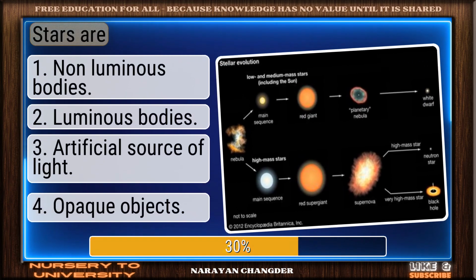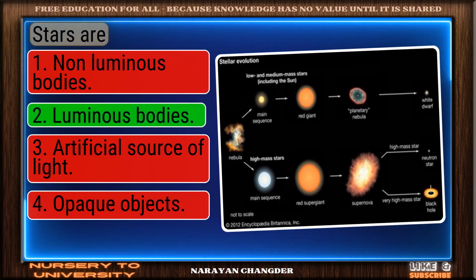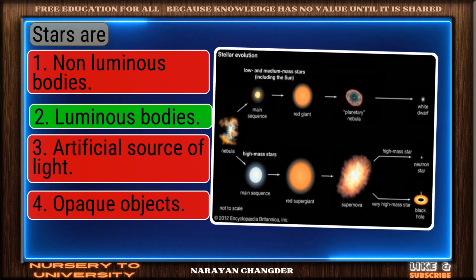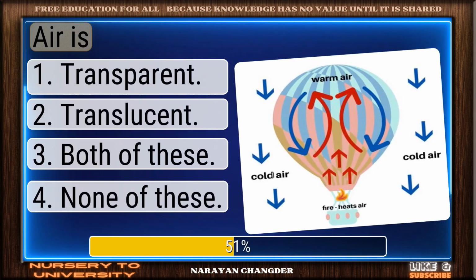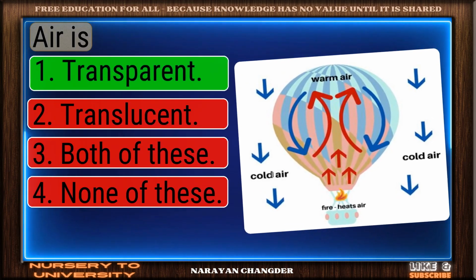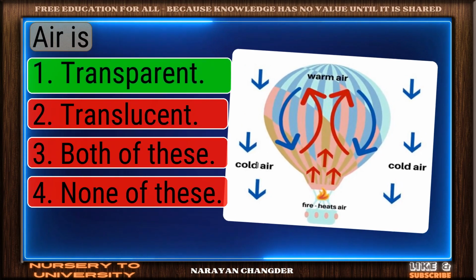Stars are. Valid point. Luminous bodies is true. Aries. Bravo. Transparent is the answer.